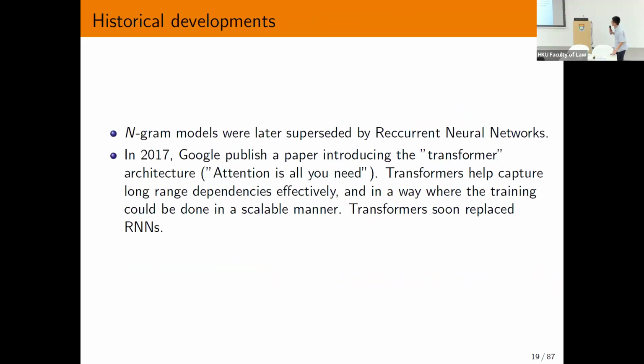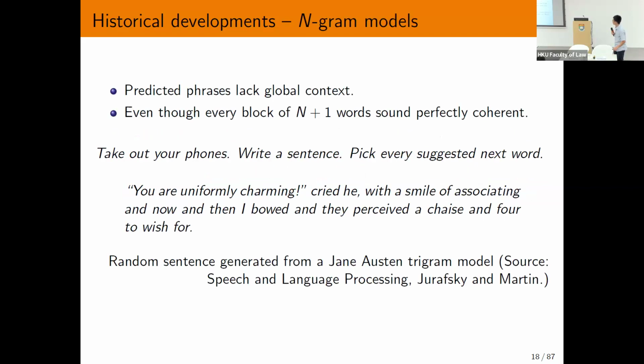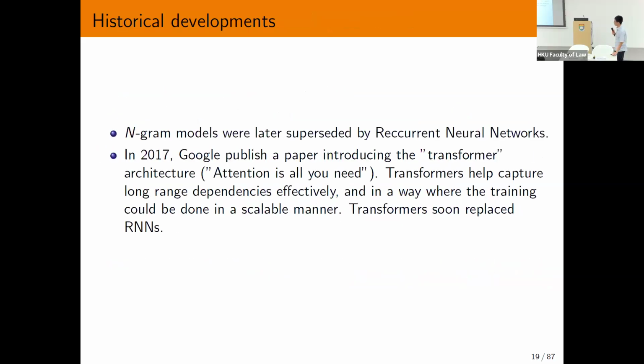So what happened after that? N-gram models were later superseded by recurrent neural networks. The details are not important, but these overcame a couple of technical challenges. Recurrent means a kind of feedback towards itself. In some sense, you didn't have to worry what capital N was, because in the earlier model you have to think about different models for n equals 1, 2, 3, and so on. But here, the recurrence did away with that technical complication.